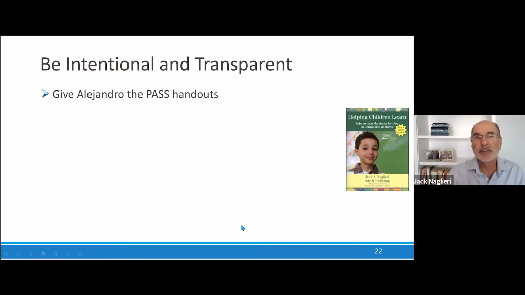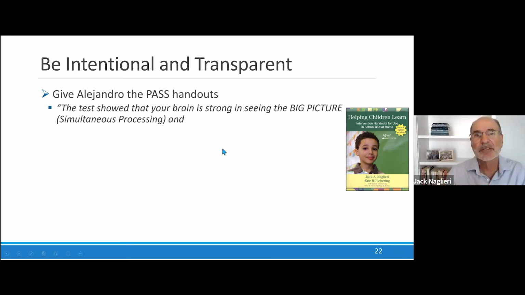And the way that we do that is we give them handouts, like so, this is the book that I published on intervention handouts built on PASS that you are allowed to copy and give to parents, teachers, students, everybody, so that everybody understands what to do next.